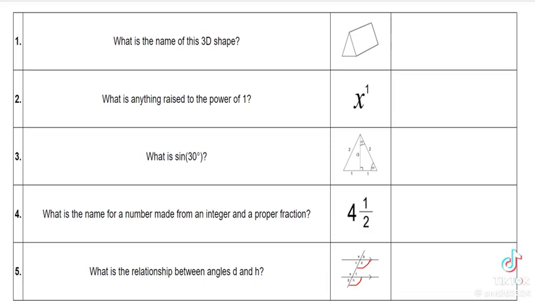So this is question number 1. What is the name of this 3D shape? So this is what I call a triangular based prism, or pyramid, sorry. So triangular based pyramid. Okay, so pyramid or prism is allowed.